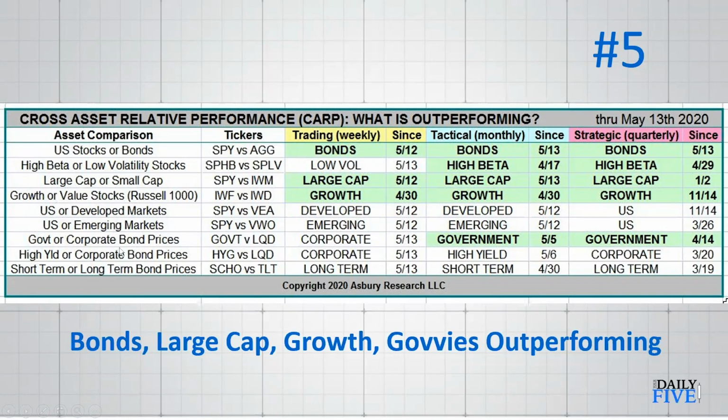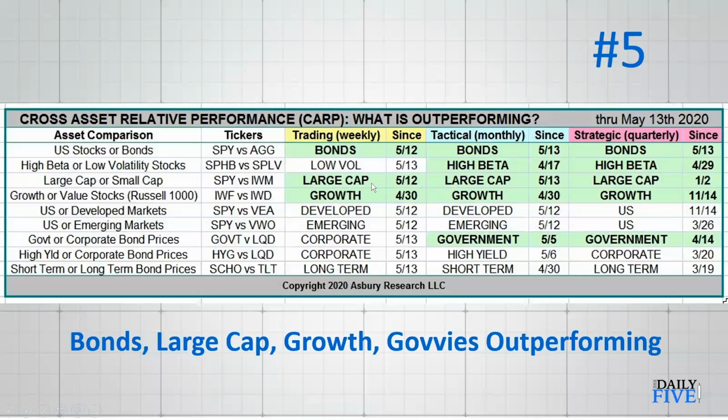And we use ETFs to measure those relationships in 3 different time frames: trading, which for us is 5 trading days; tactical, which again is 21 business days for us; and strategic, which is 1 quarter or 63 business days. So what we're seeing through CARP is right now, just as of a couple of days ago, bonds are starting to outperform stocks. That is typically a defensive move by the market, and oftentimes will lead some kind of a period of weakness for stocks. You see large cap outperforming small cap.